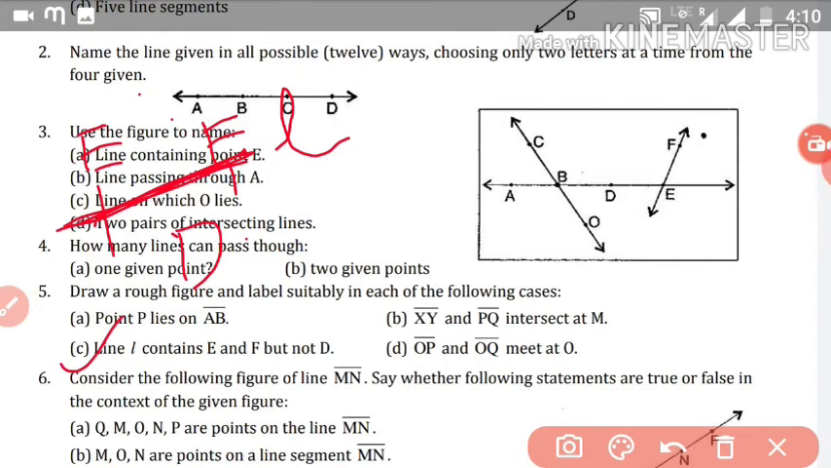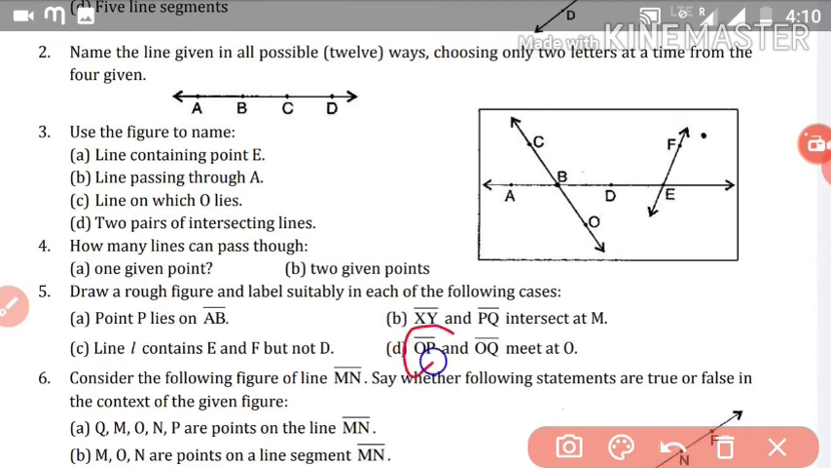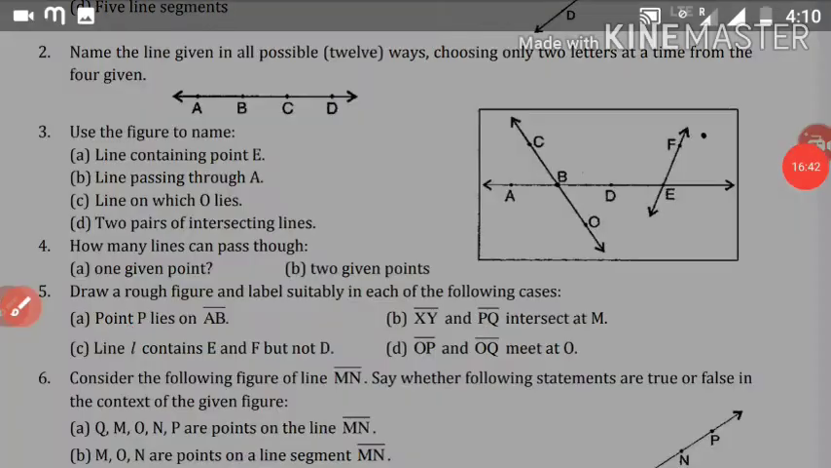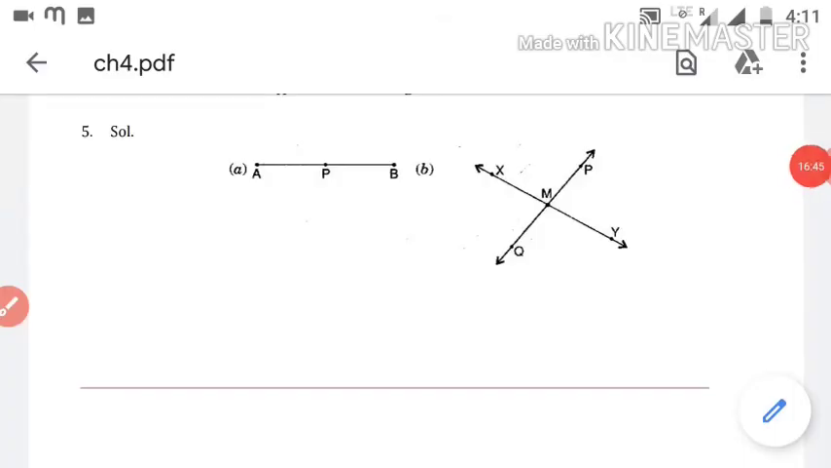Now question number D. OP and OQ meet at O. Now OP and OQ, this is line OP and line OQ. If there is a bar, that means they are lines, isn't it? Here O is common. Suppose this is point O, then here it will be OP, and one more will be OQ. In this way you have to draw, okay? OP and OQ, because O is common for both lines. So I will show you the answer.